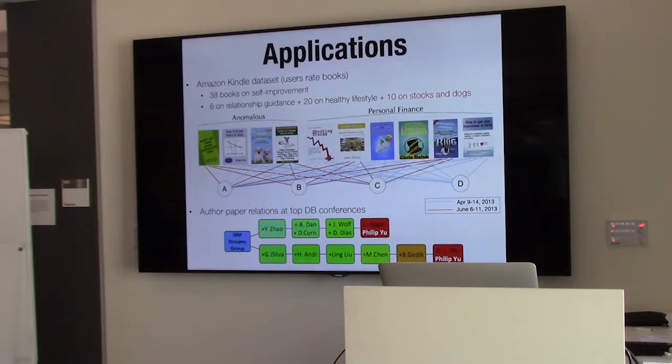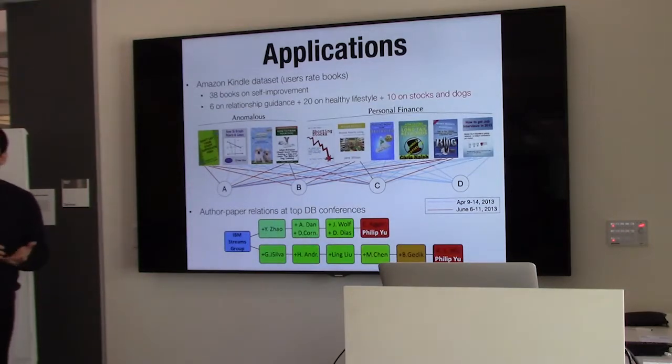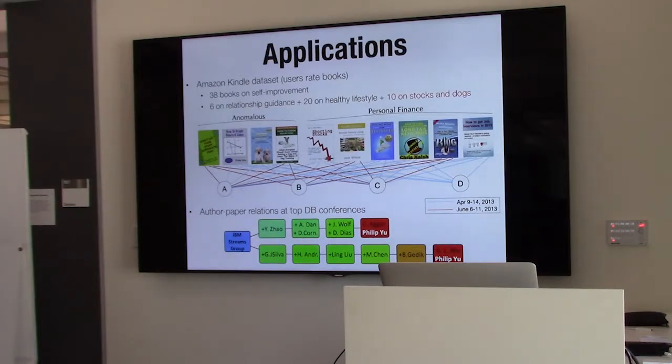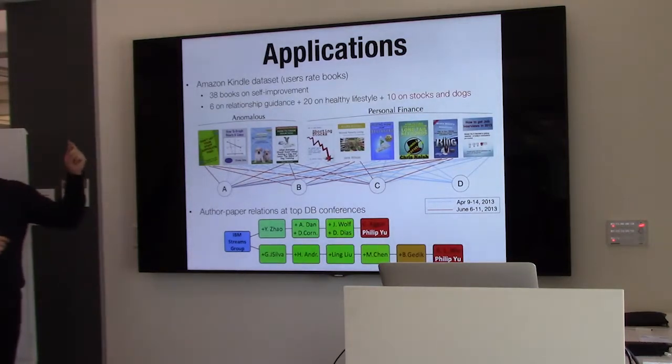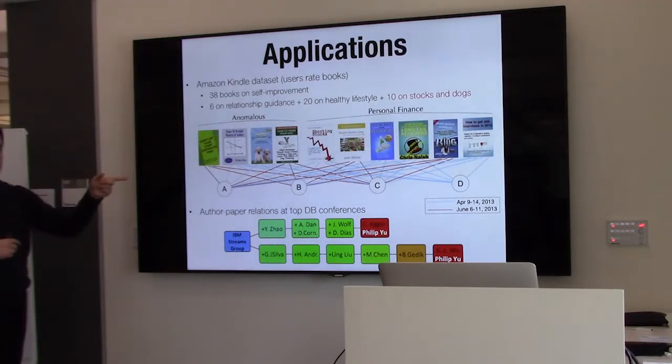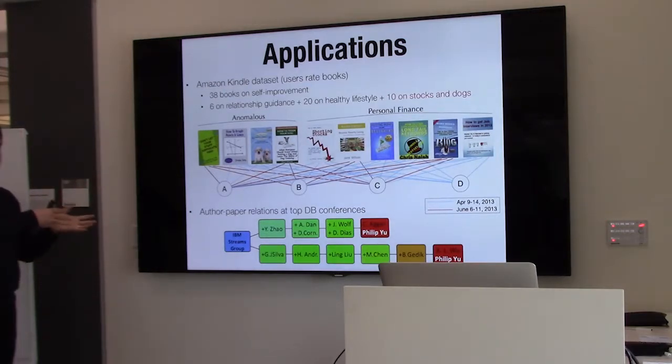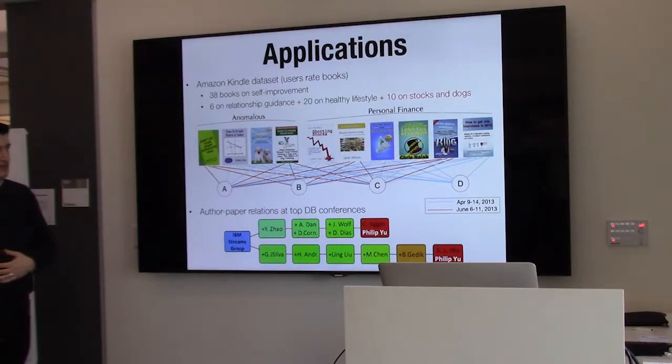And when I do that analysis, one of the interesting subgraphs in the tree hierarchy was 38 books on self-improvement kind of topics. And there were 3 subgraphs in it. 6 of them are basically on relationship guidance, how to find a spouse kind of books. 20 on the healthy lifestyle, so how to make a good diet or do some kind of yoga exercises. And the most interesting part was the last, where we find 10 books on stocks, like personal finance kind of things, and dogs. So this is basically the graph corresponding to those 10 books.